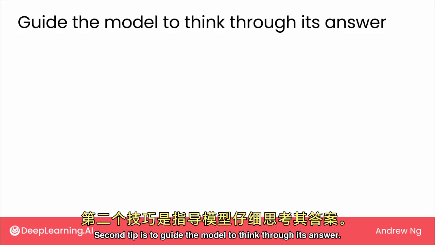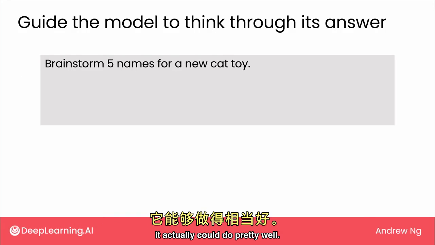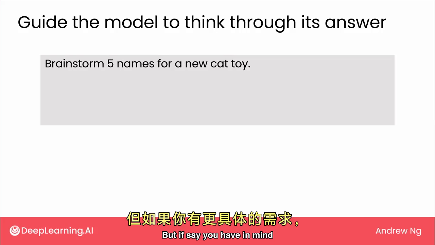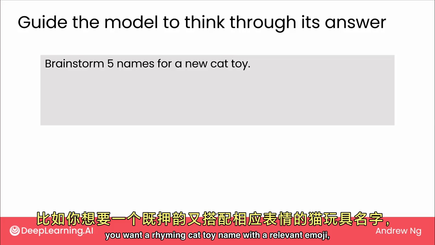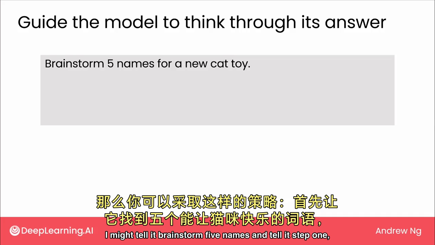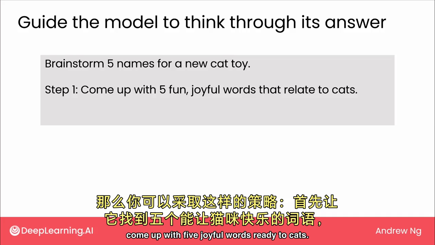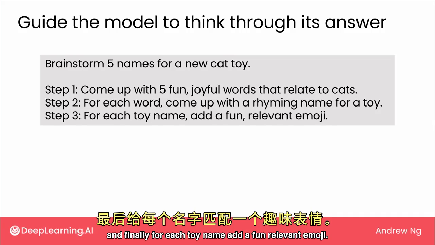Second tip is to guide the model to think through its answer. So if you were to tell it, brainstorm 5 names for a new cat toy, it actually could do pretty well. But if, say, you have in mind you want a rhyming cat toy name with a relevant emoji, this is what I might try. I might tell it, brainstorm 5 names, and tell it, step 1, come up with 5 joyful words related to cats. Then for each word, come up with a rhyming name. And finally, for each toy name, add a fun, relevant emoji.